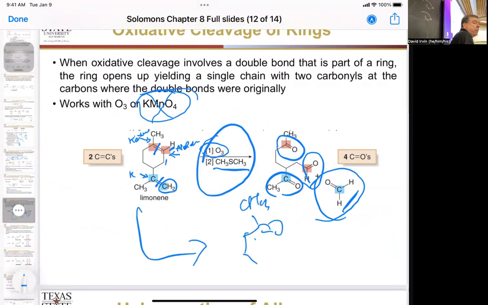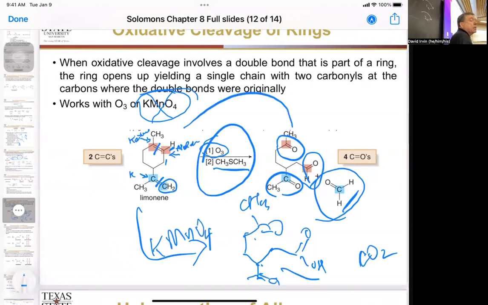CH3OH and CO2 would be the other product here. That's permanganate, potassium permanganate. Right here, we'll give you the carboxylic acids. Ozonolysis will give you the aldehydes.